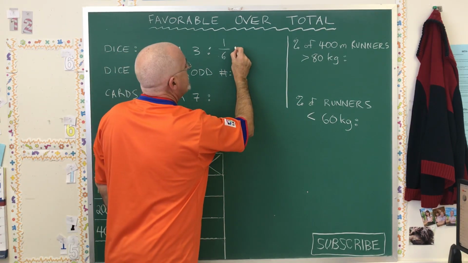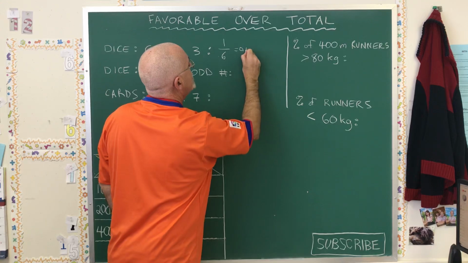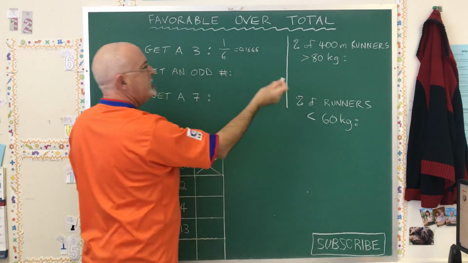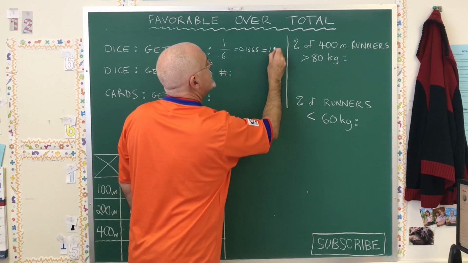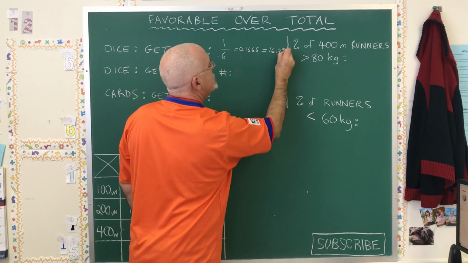If we divide, this gives us 0.1666, which continues, and then if we multiply that by 100, we get 16.7%.